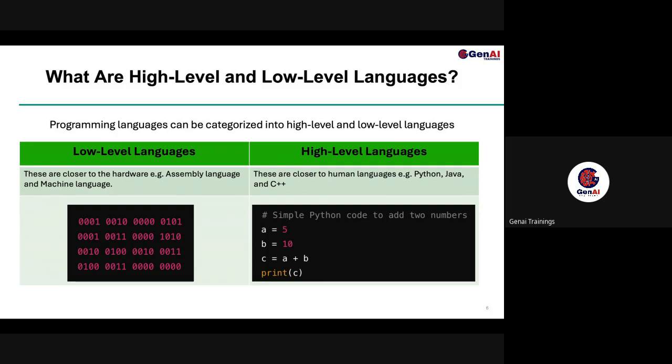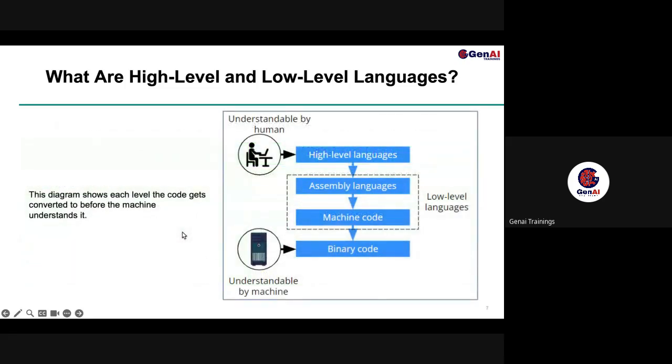So a long time ago, computer scientists saw that the computer understands only binary, but it's difficult for humans to understand that. So they invented these high level languages. There are a lot of types of high level languages like Python, Java, C++. But yeah, we're just going to be talking about Python in this course.